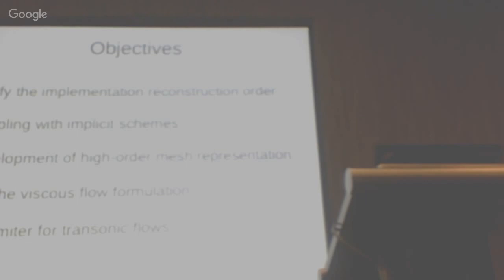So the objective was to verify the implementation, sure. Of course, we want to know if we are actually obtaining high order from the reconstruction. When you couple with the implicit schemes, it should be fairly easy. And the high order mesh representation, the ability for you to solve your problems with curved meshes, is also another thing that is rather simple to think about, but it's a harder, elaborate implementation, and you have so many corner cases that you must consider. Also test the viscous flow formulation, and eventually take a look into the transient test phase.